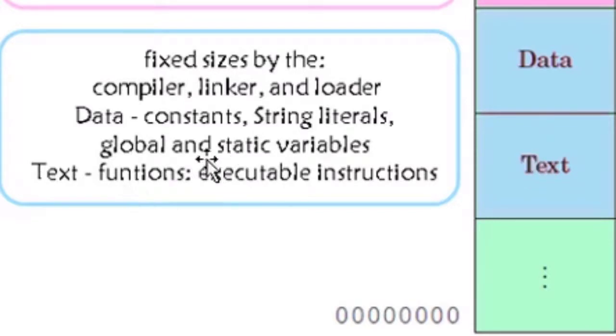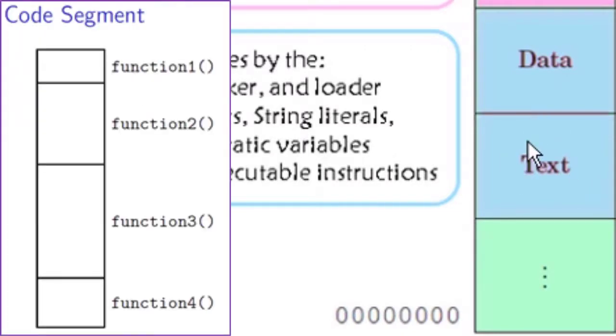For example, you write different functions, then the machine code is stored in the text region. I'm going to show you the example. The text region can also be called the code segment. Sometimes it's referred to as the code segment because all the binary code, machine-understandable code, is stored here. In this code segment there are different functions, and it can only be read only.